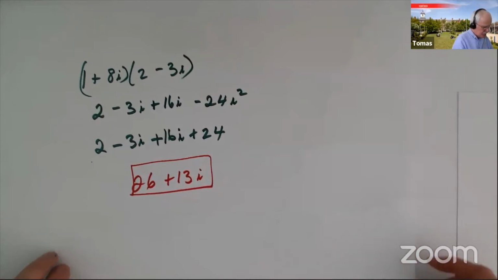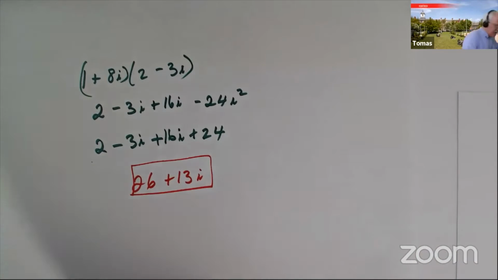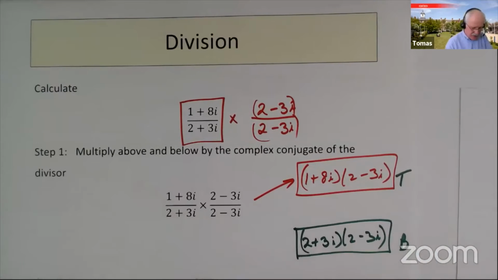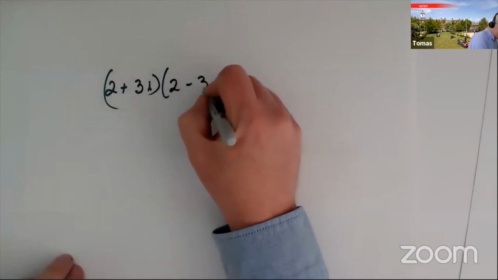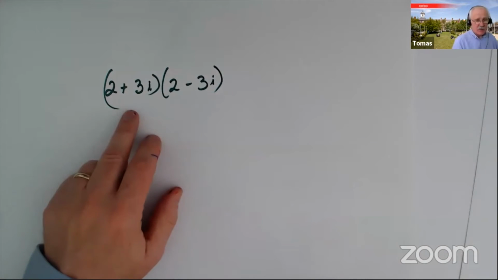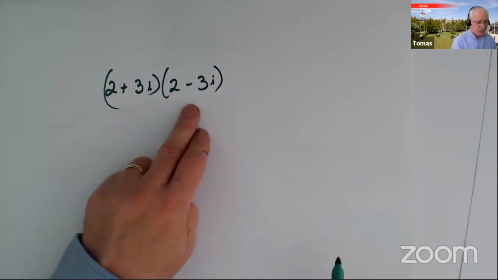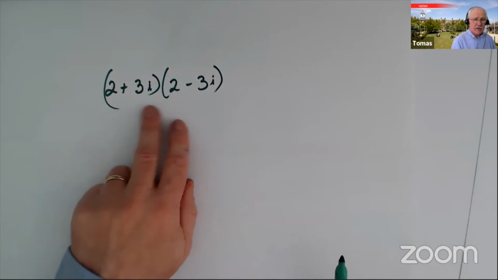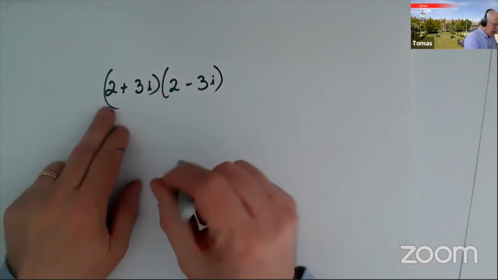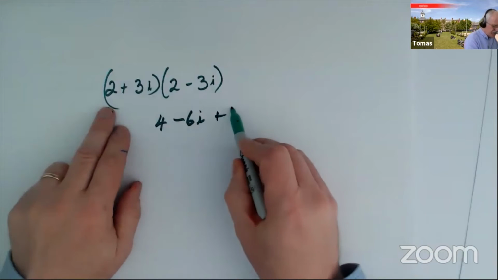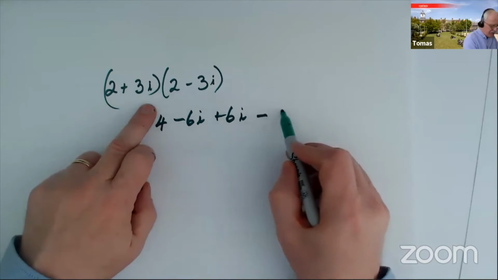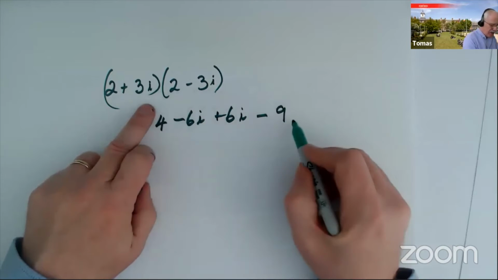Now, what about the bit on the bottom? What was the other bit? Well, the bit on the bottom was 2 plus 3i by 2 minus 3i. So let's multiply that out. Now remember, this is the bottom number and its complex conjugate. So it really should end up as just a real number. So let's see, 2 by 2 is 4, 2 by minus 3 is minus 6i, 2 by plus 3 is plus 6i, 3 by 3 is minus 9 because there was a minus, and i by i is i squared.